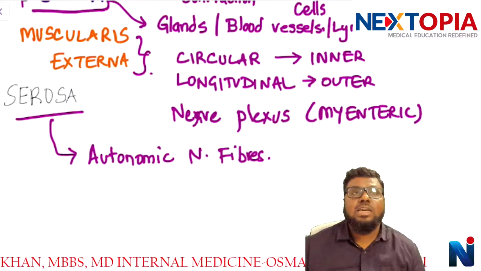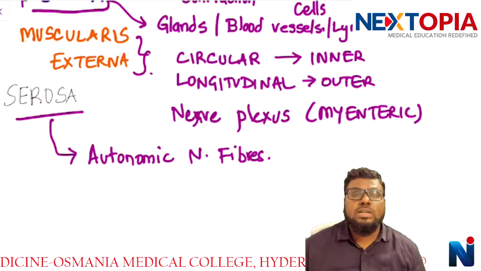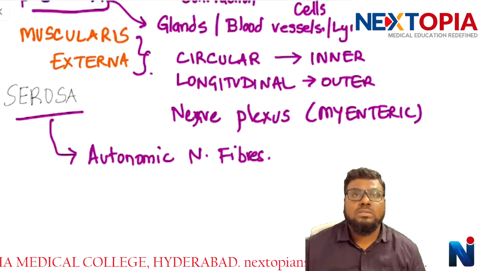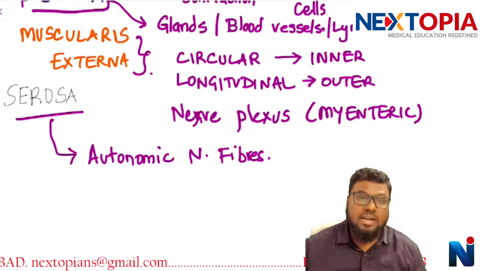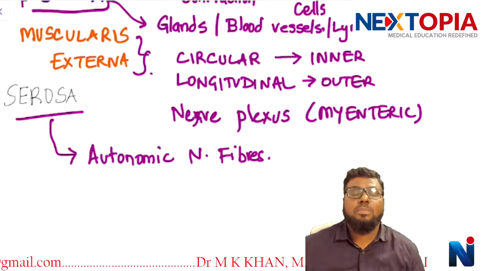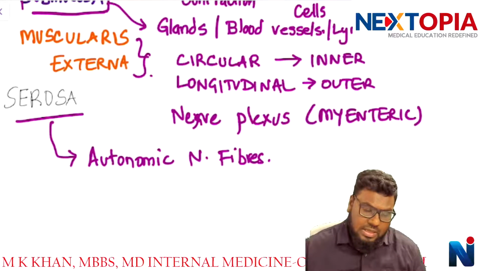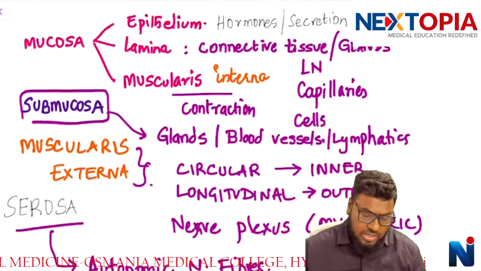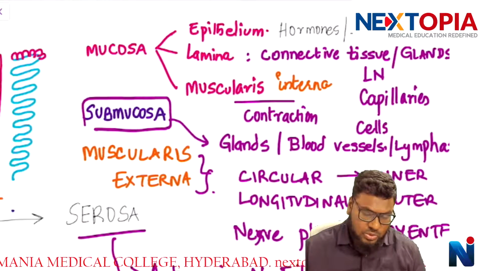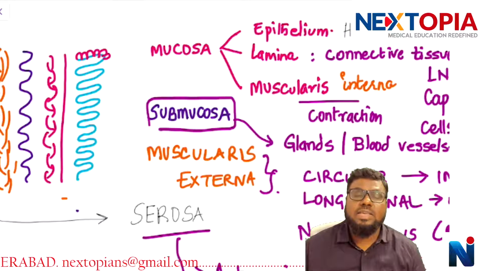It is lined by a layer of autonomic nerve fibers which connect with the nerve plexus or enteric nerve plexus and helps in bringing about the neuronal response, nerve response. So with this, I hope you have understood. We have got four important layers: the mucosa, the submucosa, the muscularis externa, and the serosa.